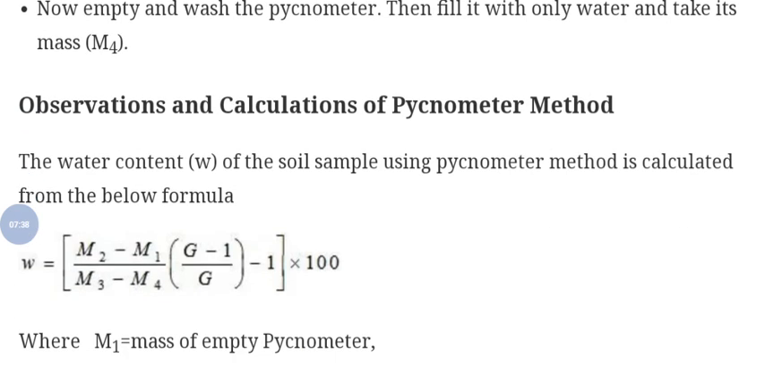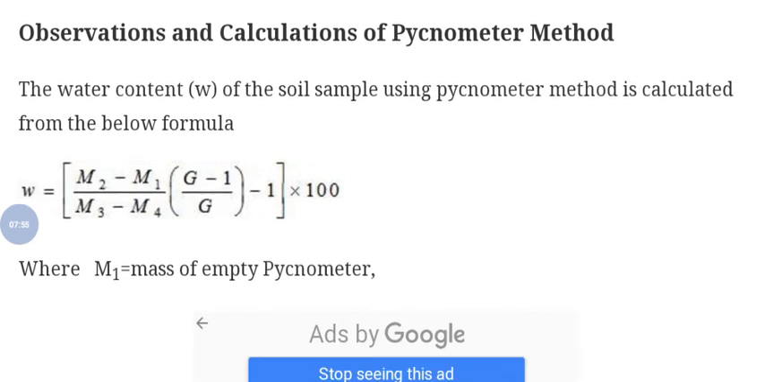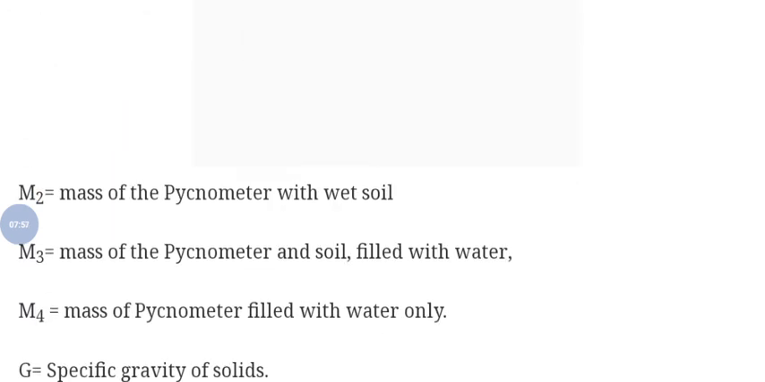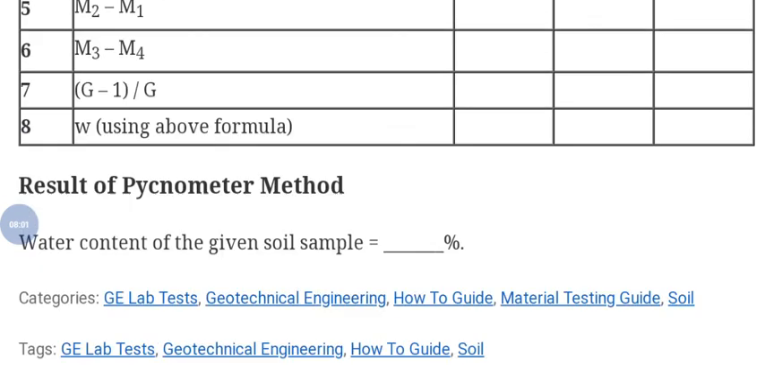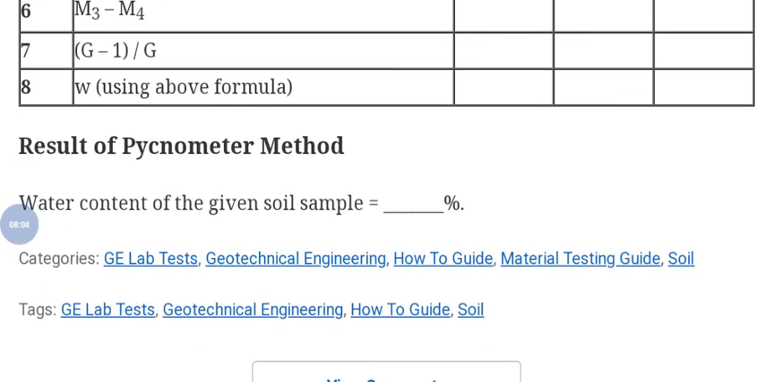Now the observation says W is equal to M2 minus M1 upon M3 minus M4, into G minus 1 upon G, minus 1, into 100. The formula is given here, you can see it also. We have already found M2, M1, M3, M4 and G is given. Using this formula you can find water content.